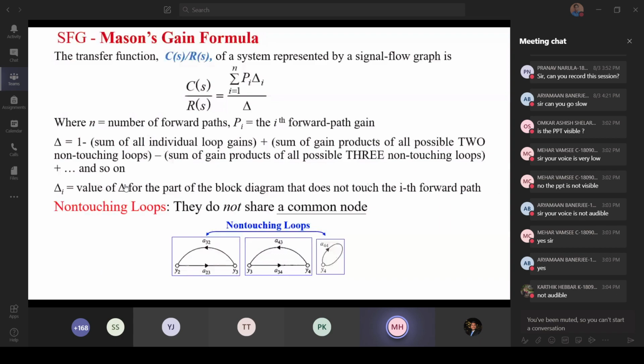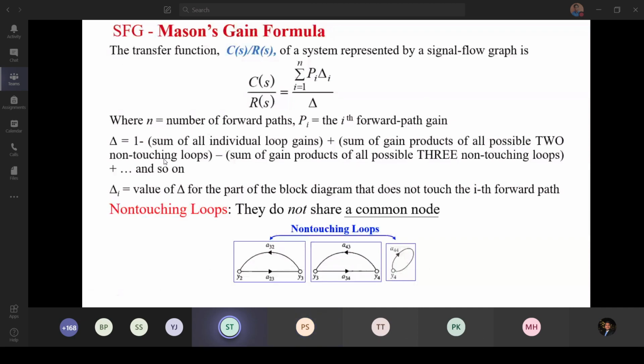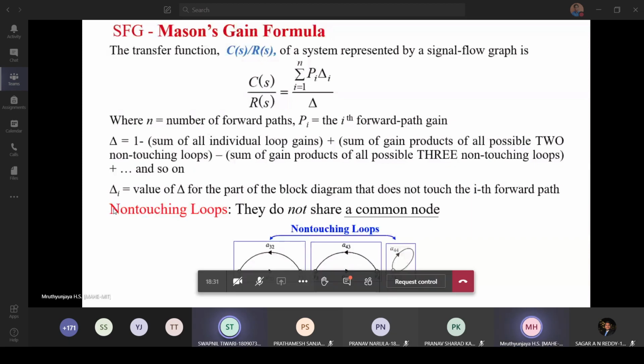The PPT is still not visible to me. Also, sir, could you start recording the lecture? Yeah, I told you, I'm using an iPad. In iPad, I don't have a record version. My God. Okay, sir.